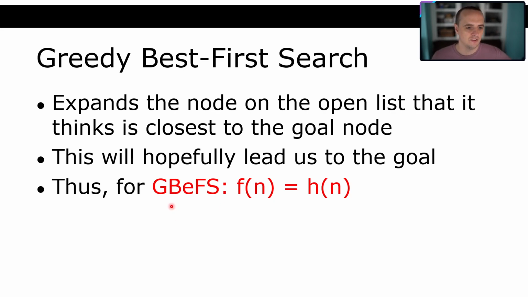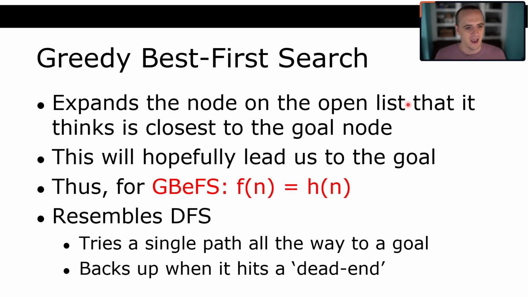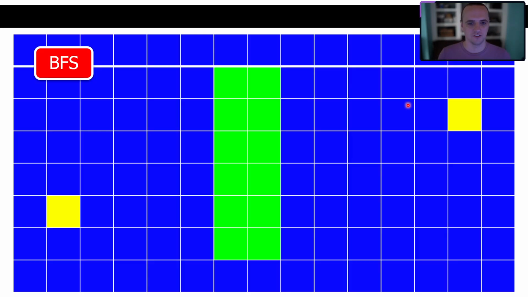So what that means is for greedy best first search, GBFS, F of N, the thing that we're trying to minimize, is equal to H of N. That means that we're trying to find the node on the open list that has the lowest heuristic value, meaning the node that our heuristic thinks is closest to the goal. We're going to select that node to expand, and we're going to go in that direction next. And this is going to somewhat resemble DFS, but it's going to kind of DFS toward the goal. And if there's an obstacle in the way, then it's going to have to back up. So we'll see an example of this now.